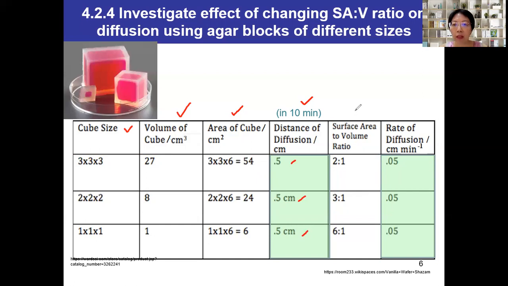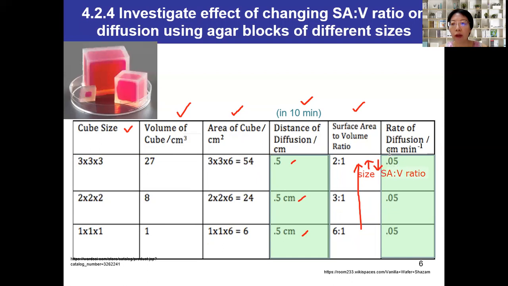What about surface area to volume ratio? After you calculate, you can see that as the size of the organism increases, the surface area to volume ratio will actually decrease. Okay, so let's label it clearly. So this is for the size, and this is for the surface area to volume ratio.